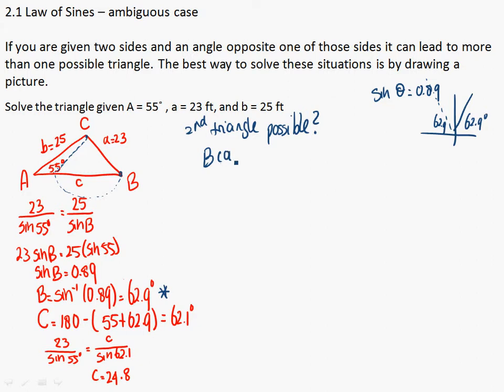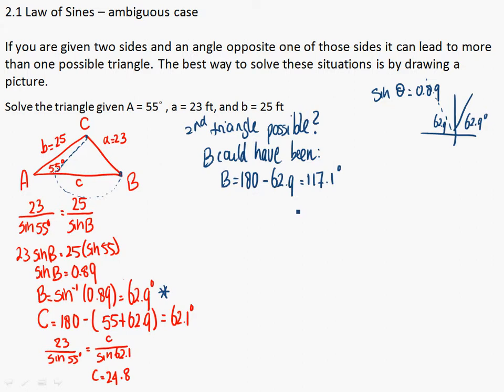B could have been, because the calculator doesn't know which one it is, 180 minus the 62.9 that the calculator told us it was. Because it could have been in quadrant 1, but we could have been in quadrant 2. So that would have implied that B would have been 117.1 degrees.